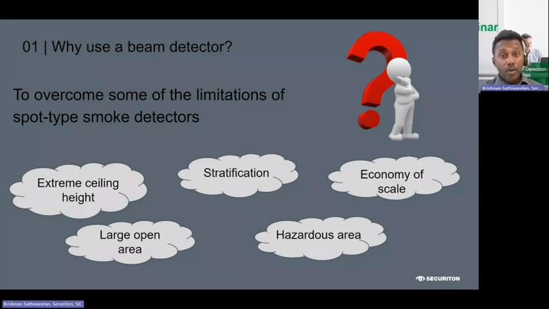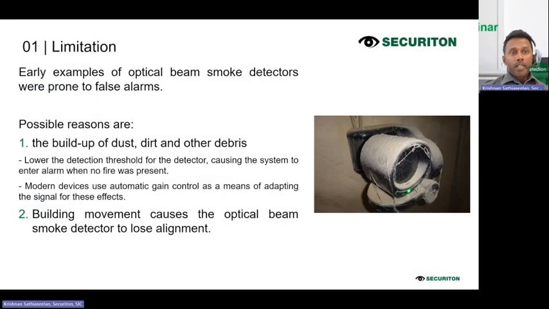And lastly, of course, the economy of scale. The number of point type detectors needed for a very large open area will be more compared to beam detection, which saves on the distance between one detector and another according to the standard, which we will cover in a short while. We will know the number of beams versus point type detectors. It's fewer, so economically it's better, faster in terms of detection in other words, and suitable to be used in such areas.